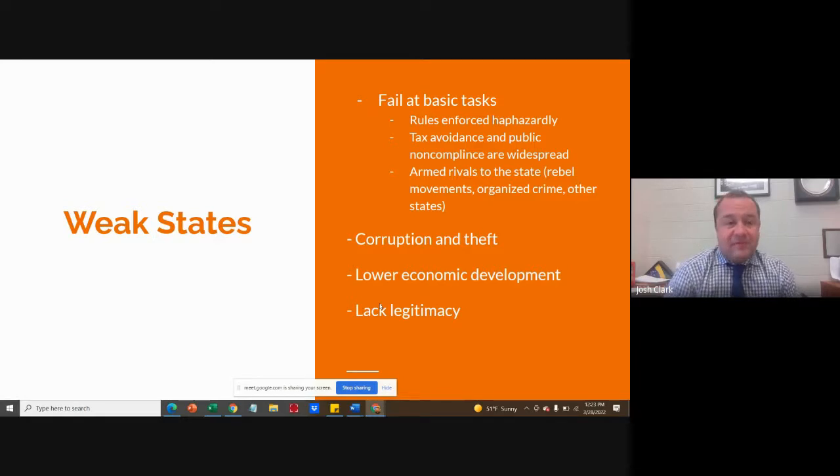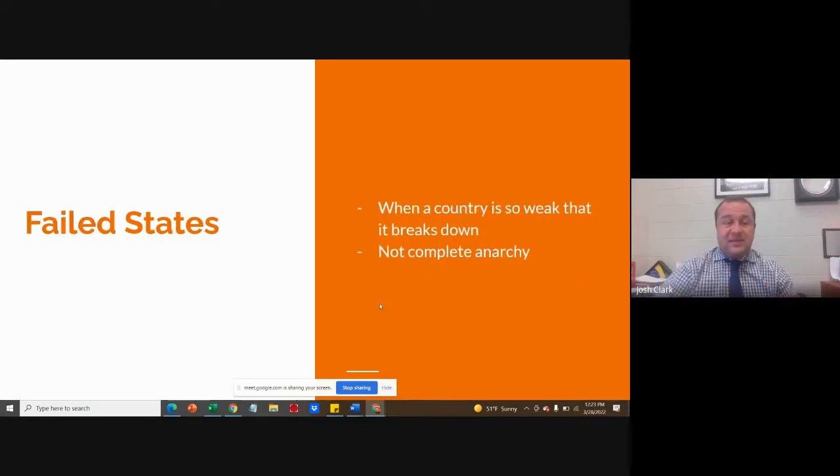Also, if there are armed rivals to the state, it can create a weaker state. Rebel movements, organized crime, or threats from other states all can weaken a state. There's corruption and theft that permeate a weaker state, as well as lower economic development. They also lack legitimacy. All of these problems are endemic where there is a great disparity between socioeconomic levels. And if too many people find themselves in poverty, then generally those are the conditions where we see a lot of these things.